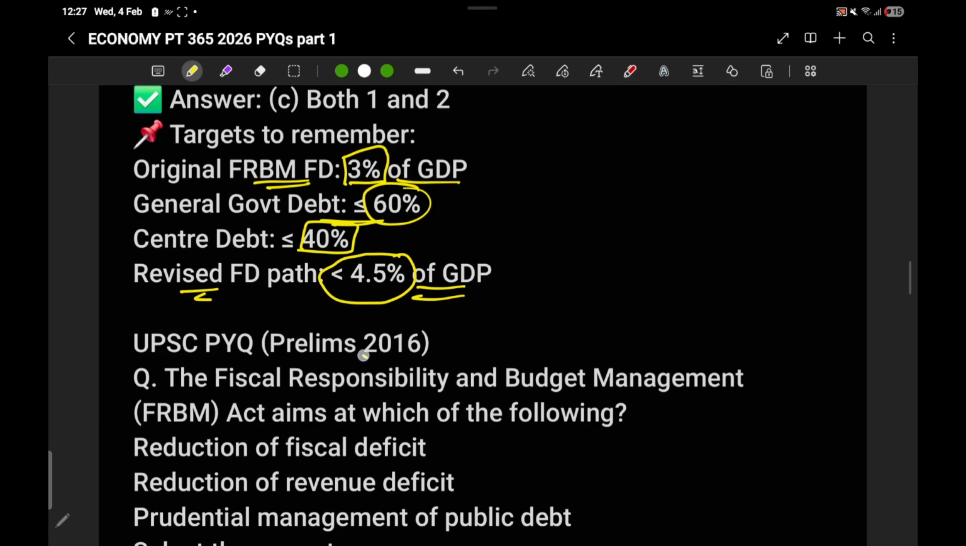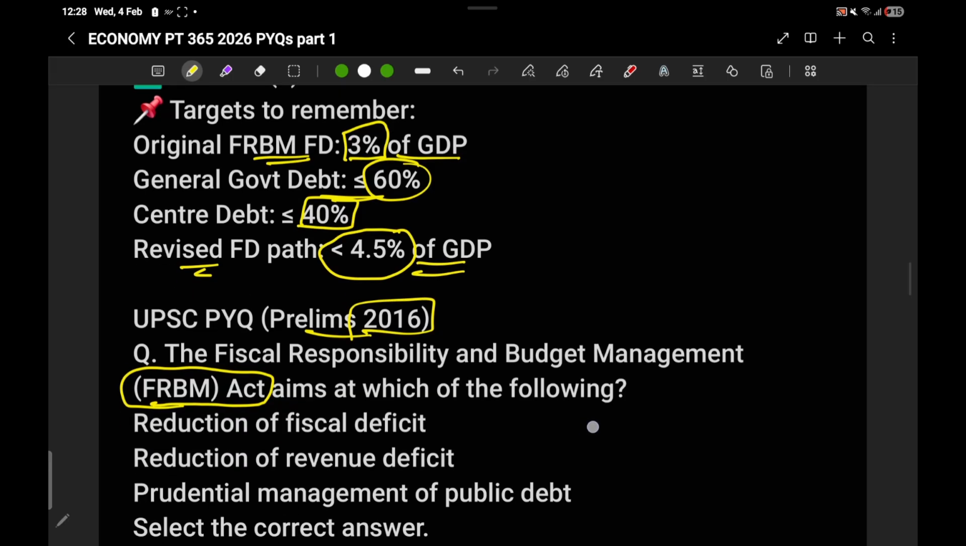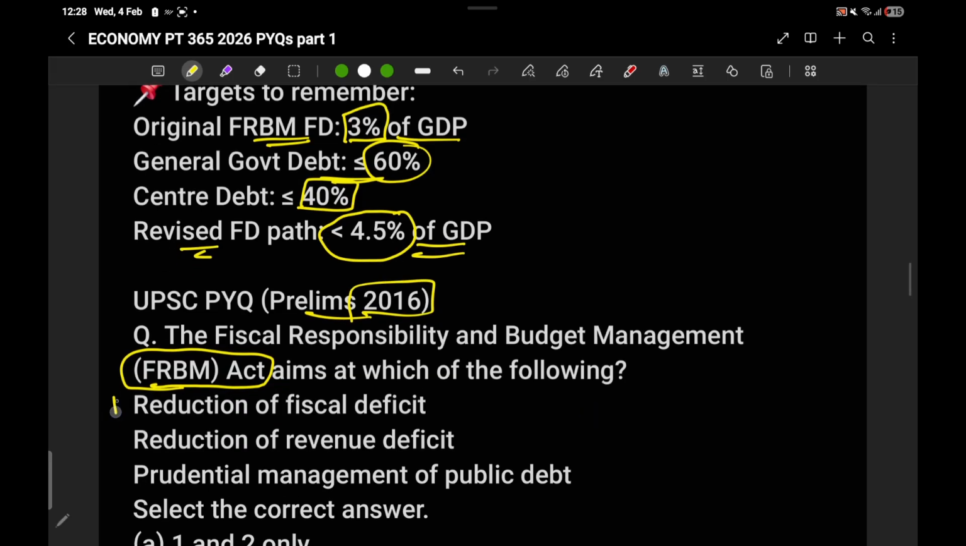Next question, 2016 prelims. Okay, same thing, FRBM Act, same questions have been asked in a different way. So let's solve this one. The fiscal responsibility and budgetary management aims at which of the following? 1. Reduction of fiscal deficit. 2. Reduction of revenue deficit. 3. Prudential management of public debt.